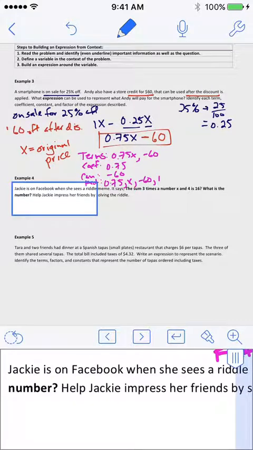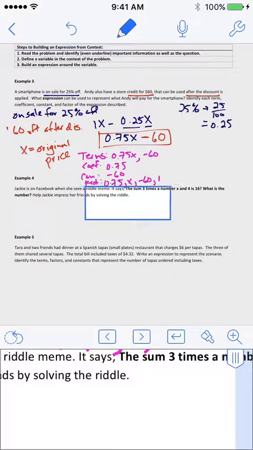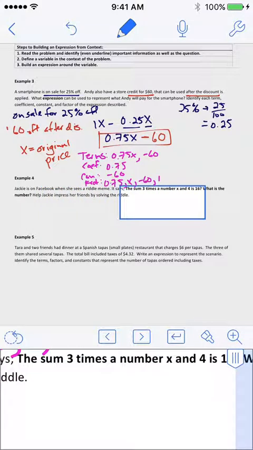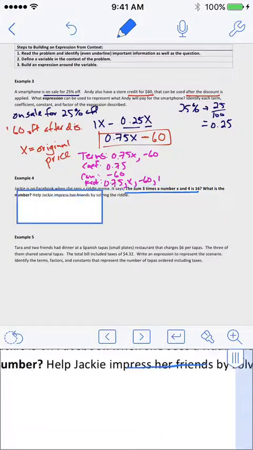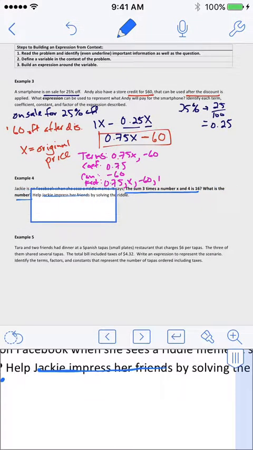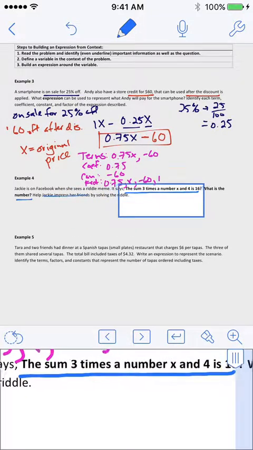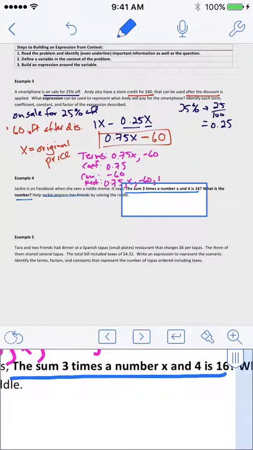Do you think it's important that Jackie saw a riddle meme on Facebook? Probably not, right? So we probably don't need to underline that. Some people think, yes, Facebook is life, Facebook is love, but probably not important to the context of this problem. What's important over here is probably this bolded stuff: the sum of 3 times the number x and 4 is 16. And then, of course, what's important is also the question, what is the number? Okay, so we're going to need to know that. Let's see if we can break this down.